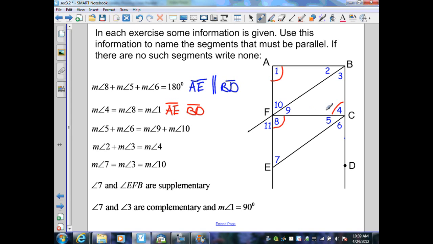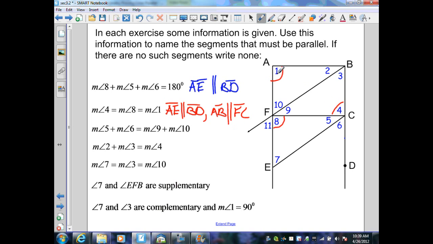If alternate interior angles are congruent, which angles 4 and 8 are, then the two lines cut by a transversal are parallel. Let's take a look at the other pair of angles, 1 and 8. Those two angles are congruent. There is a transversal. It is AE. The other two lines that form them are AB and FC. If corresponding angles are congruent, then the two lines cut by a transversal are parallel.